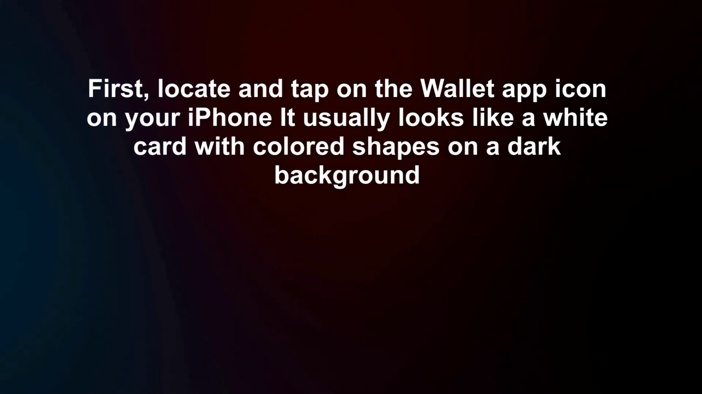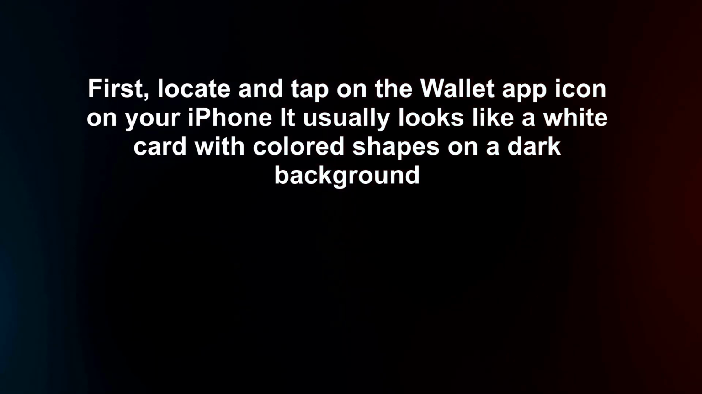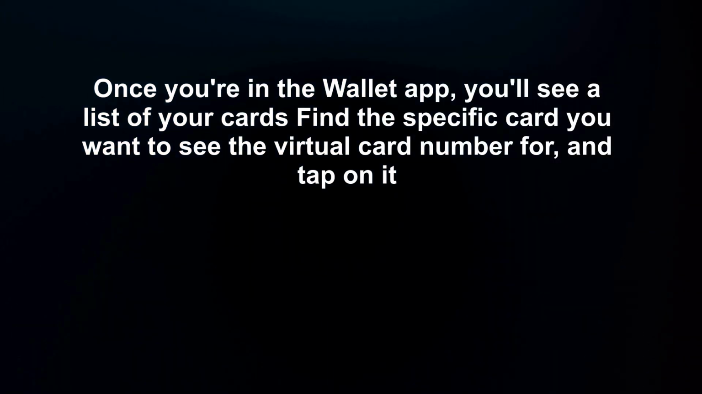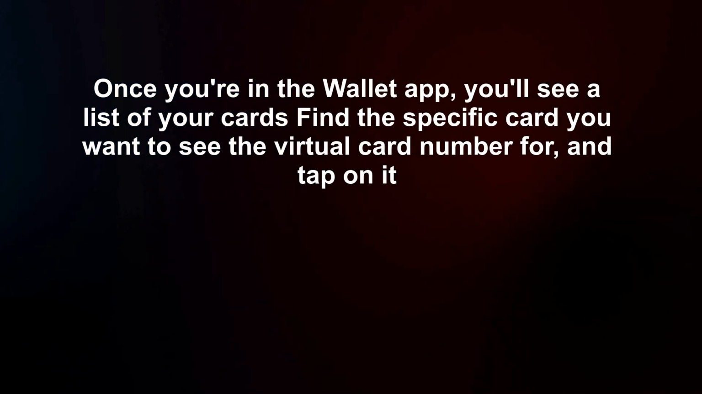First, locate and tap on the Wallet app icon on your iPhone. It usually looks like a white card with colored shapes on a dark background. Once you're in the Wallet app, you'll see a list of your cards. Find the specific card you want to see the virtual card number for, and tap on it.